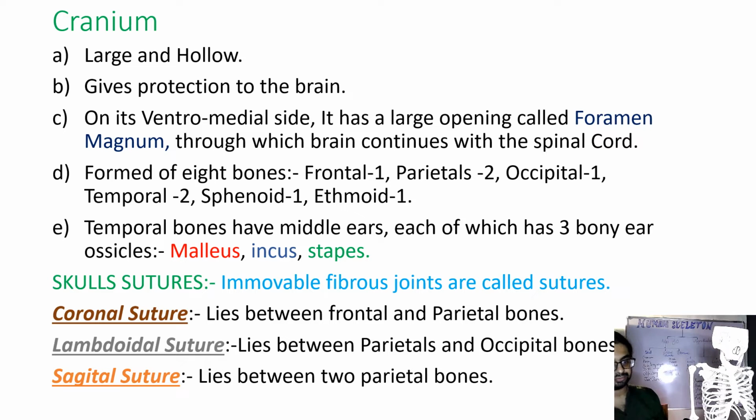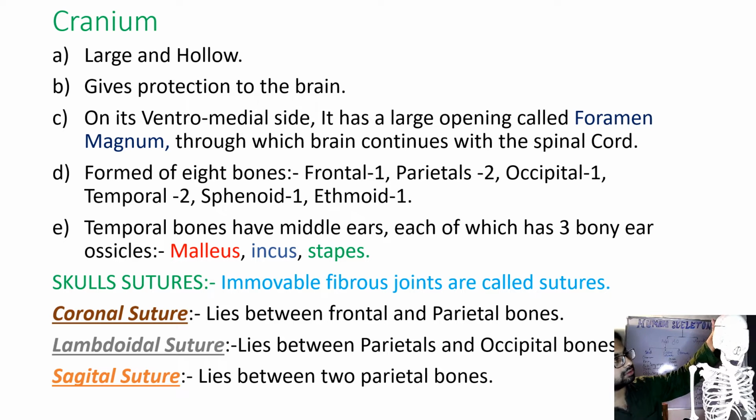So if we look inside to it, and more appropriately to the ventromedial side, we see a large opening which is termed as foramen magnum. Why it is there? It is the brain which continues with the spinal cord. And so this cranium is formed of 8 bones.